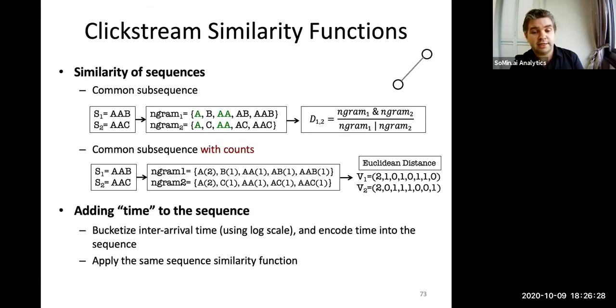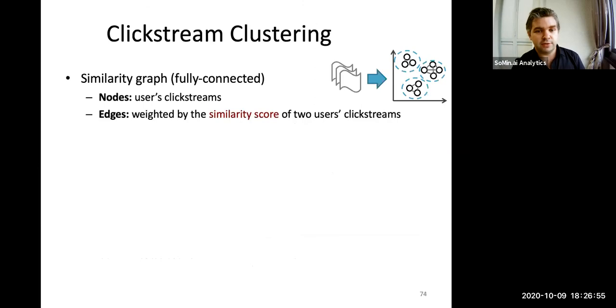And you can also add time to the sequence. You can bucketize them, like put them in buckets of arrival time, and then code time into the sequence, and apply the same sequence similarity function. So you can have time one, time two, time three, time four, then you have a total time, and for different times, you have different buckets of your n-grams representation, then you can compare the whole thing together. This is a way to do it.